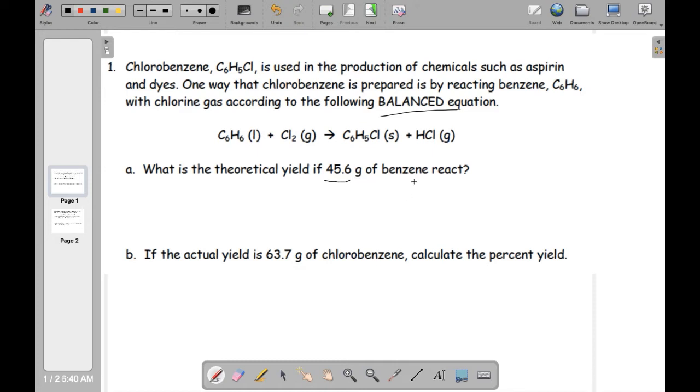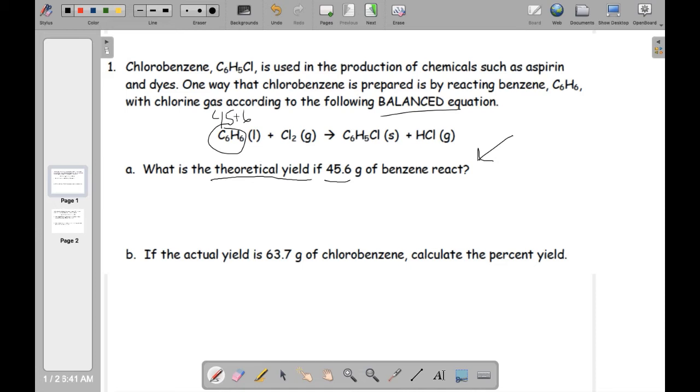So, first of all, this question here is simply a mass-to-mass stoichiometry problem, which we've already done. People get tripped up when it says theoretical yield. They're like, what does that mean? Really, this just means if I put 45.6 grams of benzene into this reaction, how many grams of chlorobenzene will I get? Or how many liters of hydrochloric acid or whatever. So this is a mass-to-mass stoichiometry problem. They're just using slightly different terminology. Let's go ahead and do this problem really fast.